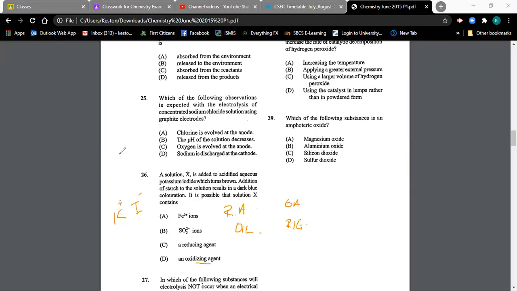So what we need is for the iodide ion to go back to being this I2, right? It has 0 charge on top of here. So we need this to lose electrons. So if this needs to lose electrons, then somebody in solution X needs to be gaining electrons. And if it's gaining electrons, that would make solution X an oxidizing agent, D.